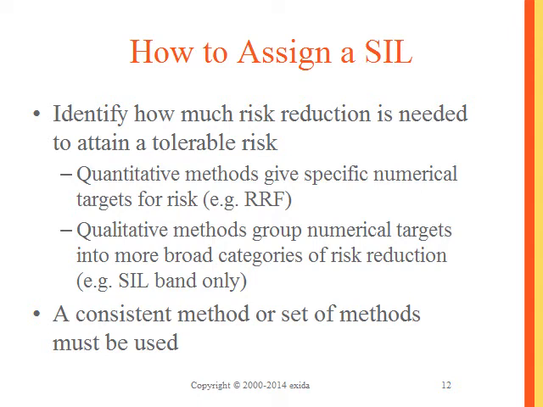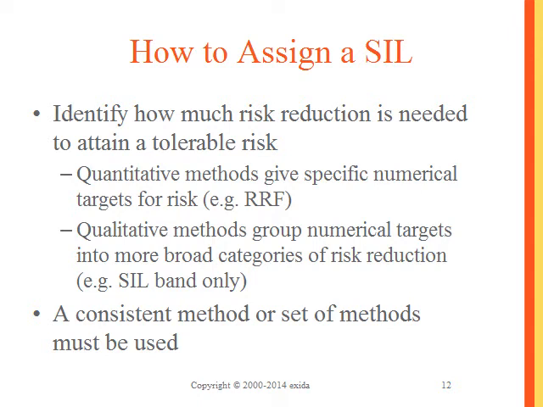You can use two types of method. Quantitative methods give specific numerical targets for risk and what we call risk reduction factor, and qualitative methods for grouping numerical targets into a broad category. So in other words, with a qualitative approach, you will get a SIL 1 or SIL 2 type answer, and SIL 1 would be a risk reduction between 10 to 100, and a SIL 2 would be between 100 and 1,000.